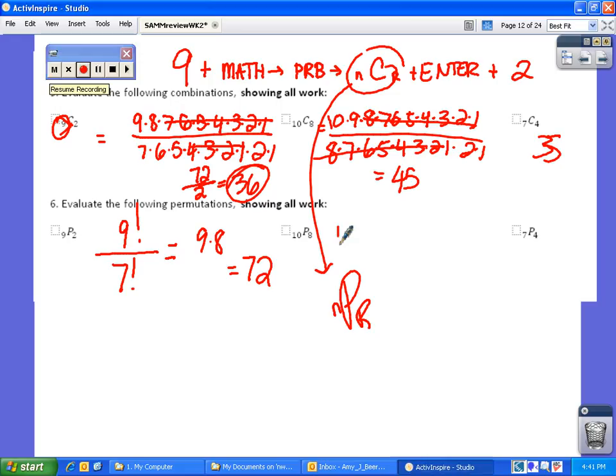And then I got, for the second one, 181,440, then 1,814,400, and then 840.